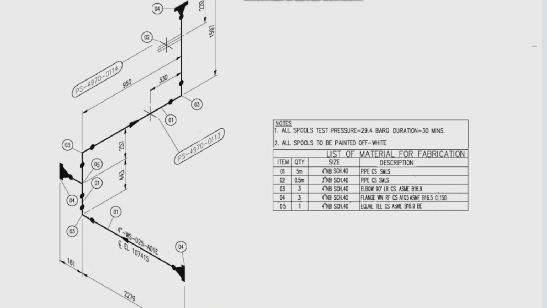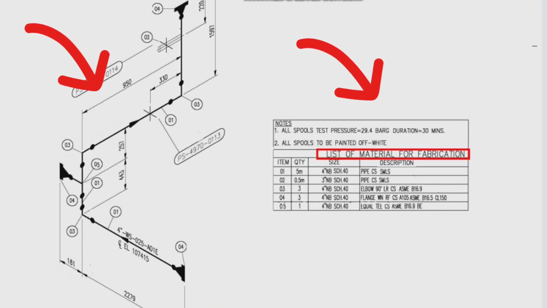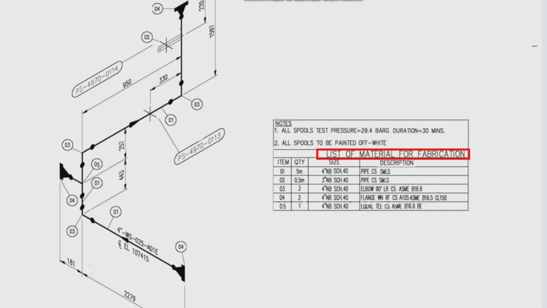In this drawing we see the pipe isometric drawing and the bill of materials used in this isometric. This is the isometric of the 4-inch WS025A01 pipeline. The elevation of this pipeline is 107,415. There are two pipe supports in this pipeline: PS4970-1113 and PS4970-1114.